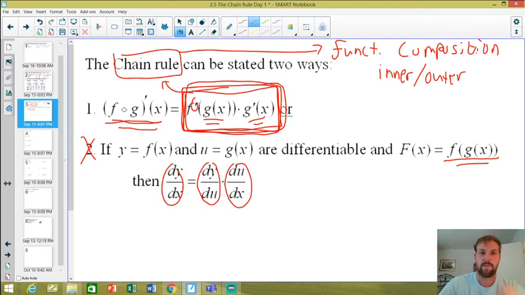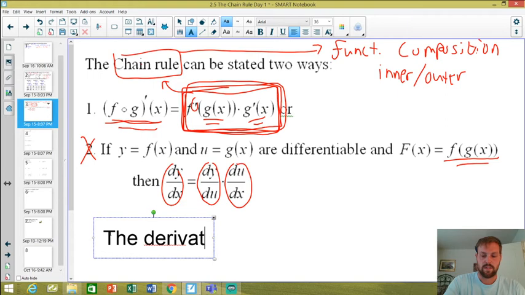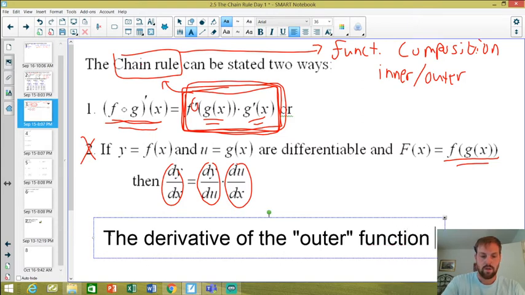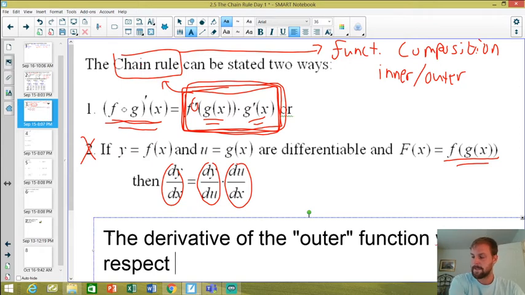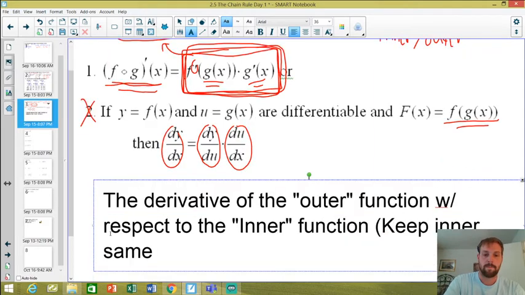Let me explain, let me type out exactly what that's saying. All right, this is saying the derivative of the outer function with respect to the inner function, which means the same thing as keep inner the same.